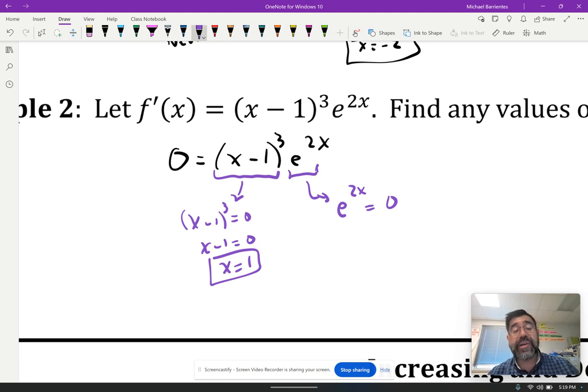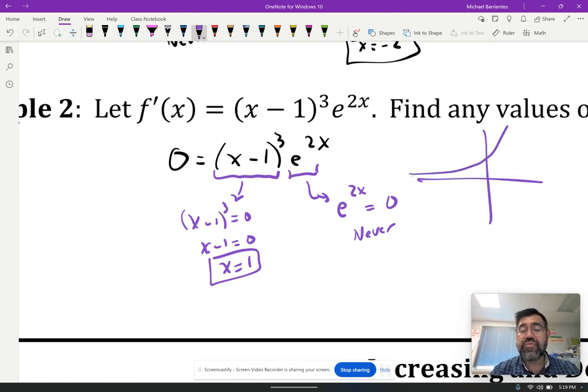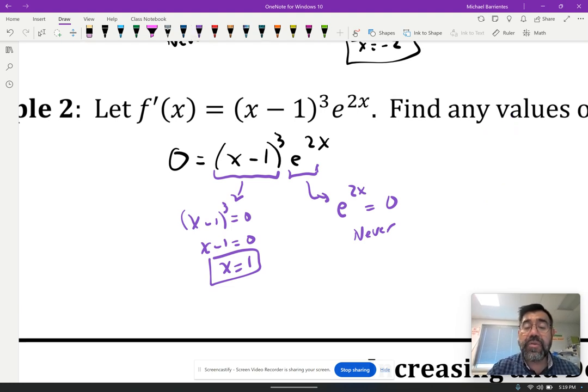When I go to the second part, e to the 2x, when is e to the 2x equal to 0? Well, if you remember, exponentials never hit the 0 x-axis. So therefore, this is never equal to 0. An exponential, remember how exponentials look? They look like this. Well, they never get to 0. The y is never 0. They get closer and closer to it, but they never get there. So therefore, there is no critical point on the second factor.